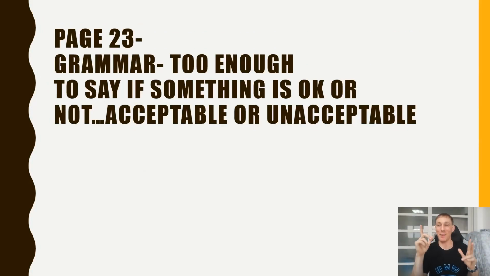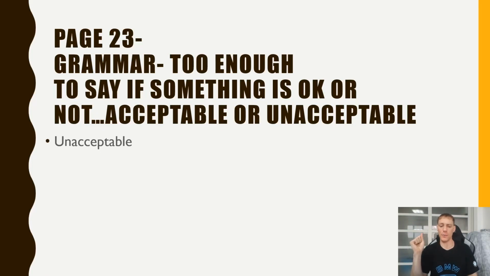So the next part is very simple. We're on to page number 23. The grammar is about too and enough, to say if something is okay or not okay, so if it's acceptable or not acceptable. These are the questions. Let's go through just the answers so that you remember.